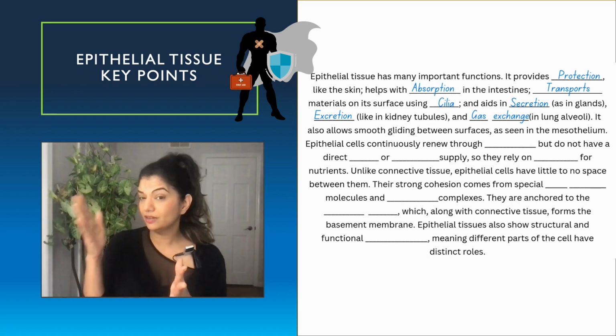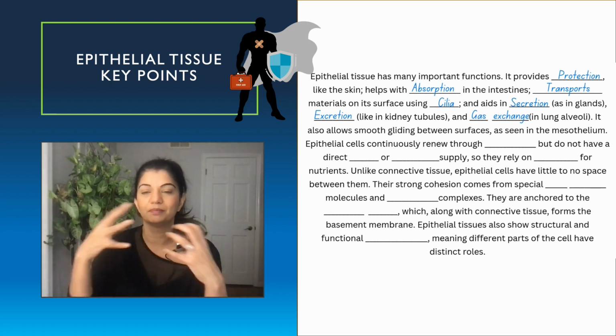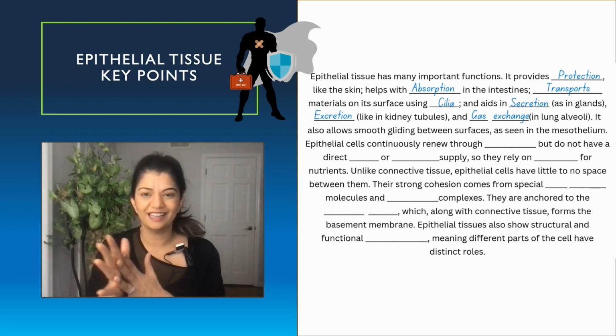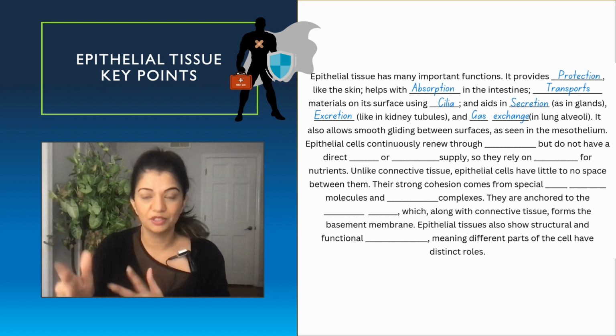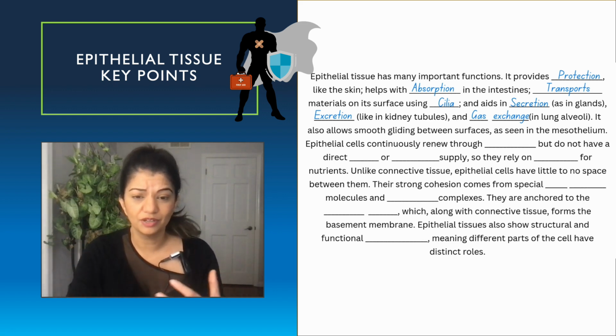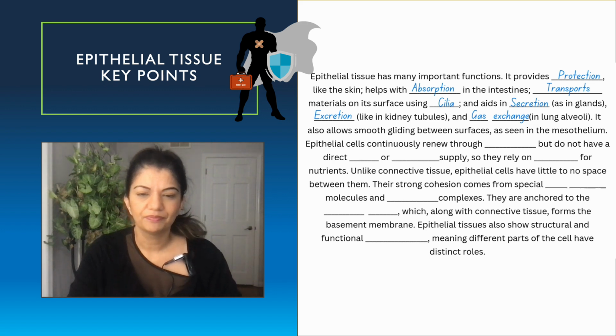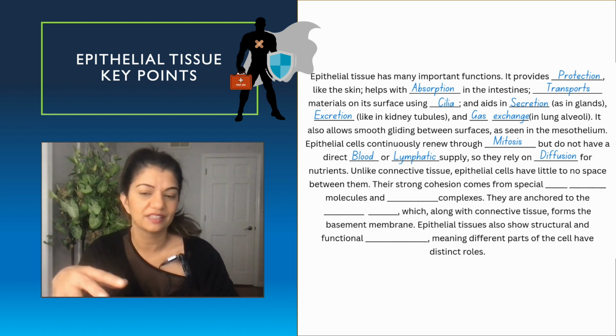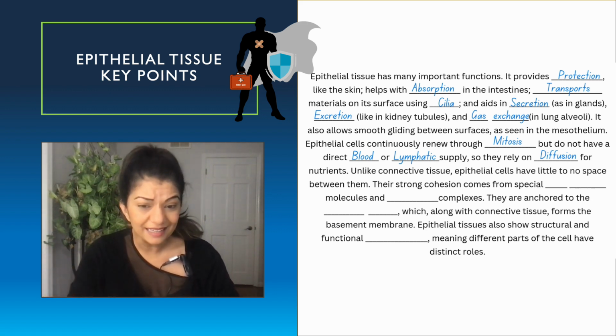Now, this is something you may not think about, right? We always think about it forms a barrier, but it also lubricates so that there's no friction between our organs or other structures in the body. Epithelial cells continuously renew through mitosis, but don't have blood or lymphatic supply, and they rely on diffusion for nutrients. And unlike connective tissue, epithelial tissue or cells have no space between them, right?